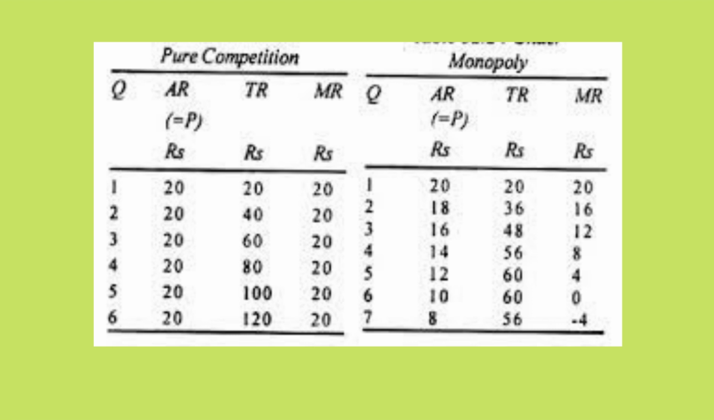And marginal revenue, how will we find this? 36 minus 20, that is 16. Then 48 minus 36, we get 12. So this way we find the marginal revenue. So in a monopoly market, when we compare the average revenue and the marginal revenue, average revenue is always greater than the marginal revenue. You need to understand this relationship very importantly.